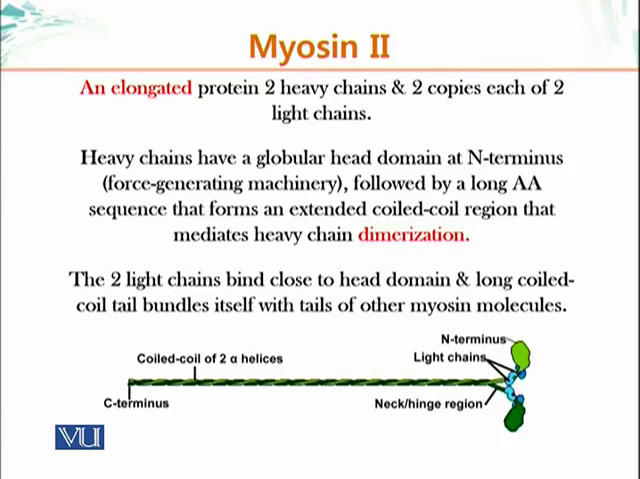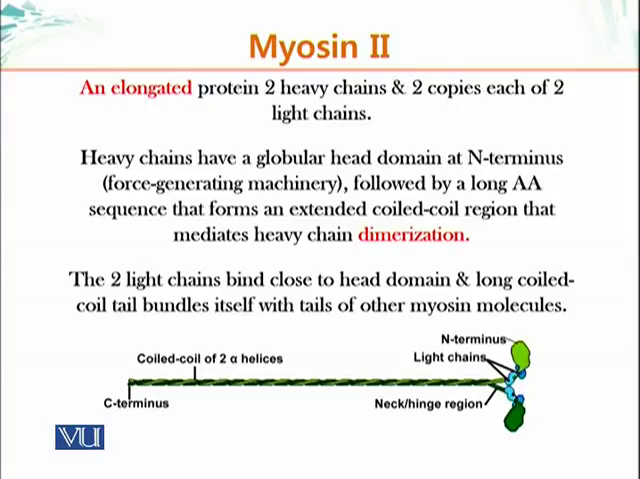Now I will talk about a motor protein that interacts with actin filaments. Myosin, you have all heard about it. It's a skeletal muscle myosin called Myosin II. This protein, it's an elongated protein, has two heavy chains and two copies each of two light chains.